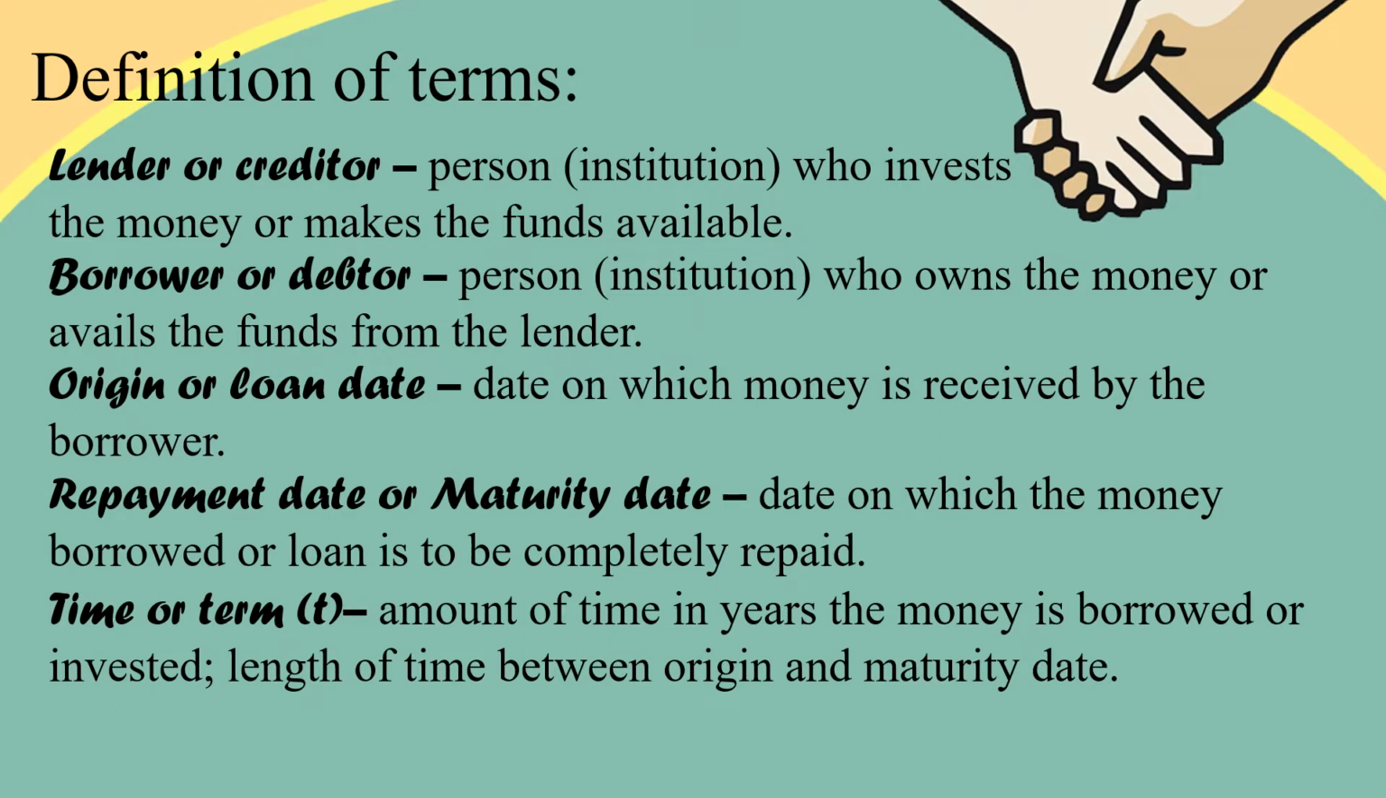Ayan. Next is the borrower or the debtor, person or institution who owes the money or avails the funds from the lender. Sila naman yung nangungutang doon sa lender. Origin or loan date. It is the date on which money is received by the borrower. So, kung kailan mo lang na-receive yung perang inutang mo.